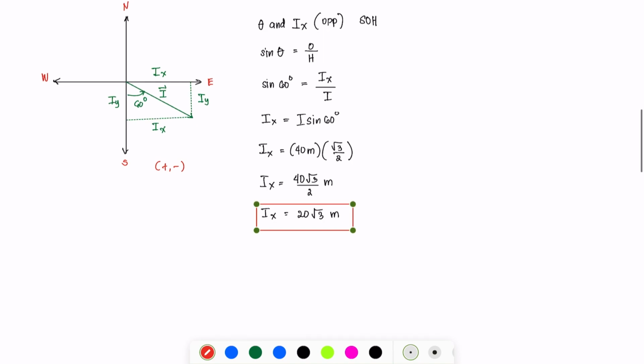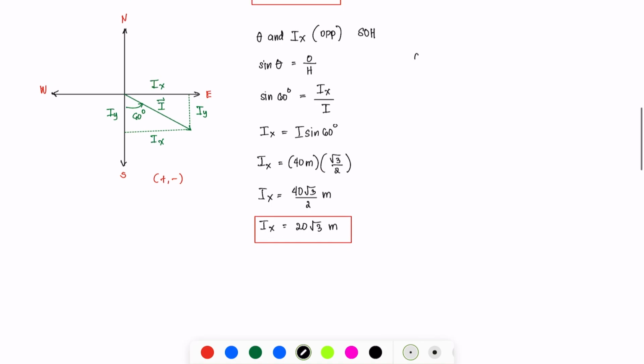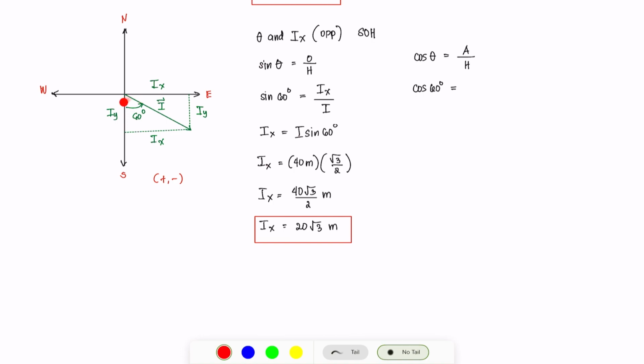Let's do the y component. So that's going to be the cosine of the angle is equal to the adjacent side over the hypotenuse side. All right. So simply substituting the values, you get cosine of 60 degrees. And looking again at the vector, the adjacent side is I sub y, or the y component of the vector. So you get I sub y. And the hypotenuse is the same, the vector I itself.